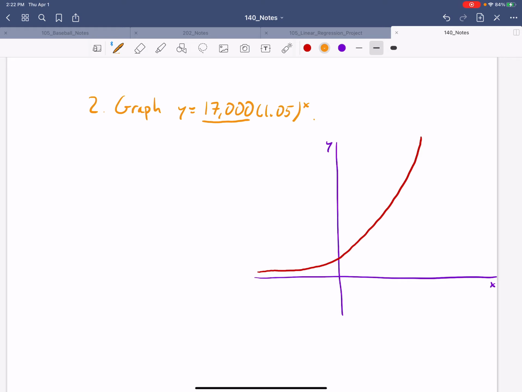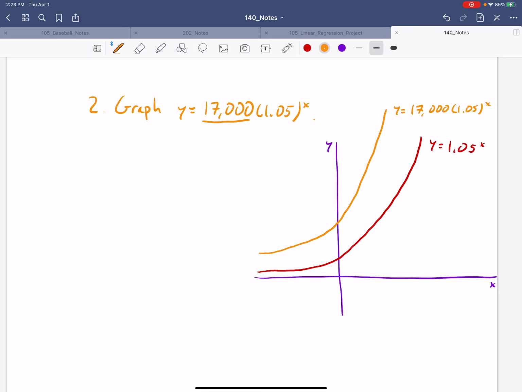Well, that means this stuff is stretched by a factor of 17,000. So this isn't really comparable, but the basic idea is that it's going to go like this. This is certainly not to scale, but it's going to be doing something like that, because we're multiplying the final result by 17,000. So this guy right here is y equals 1.05 to the x. This guy is y equals 17,000 times 1.05 to the x.